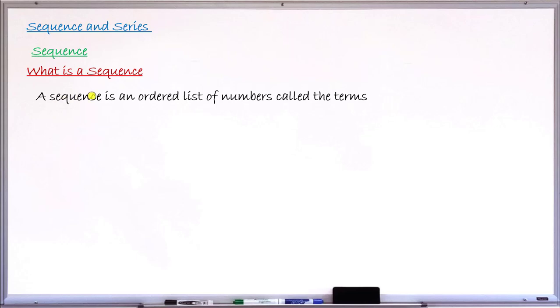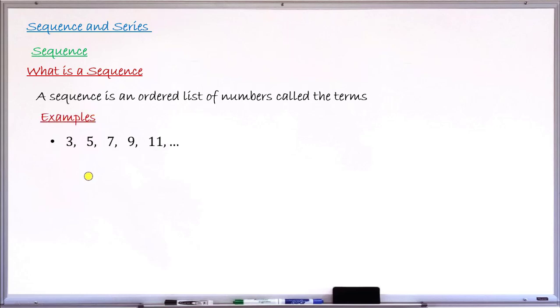To begin the lesson, my dear student, let me first explain what a sequence is in mathematics. A sequence is an ordered list of numbers, and those numbers are called the terms of the sequence. The word order here means there is a criteria for making the list. That is, if we look at the list, there is a condition for making that list of numbers. So that list of numbers that has a criteria of making it is called a sequence. Let's just take an example.